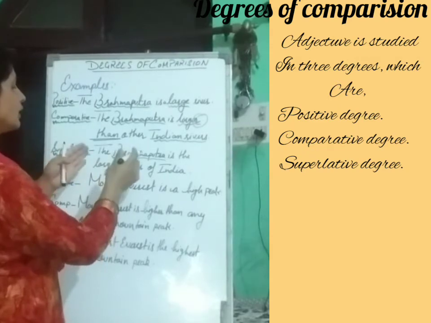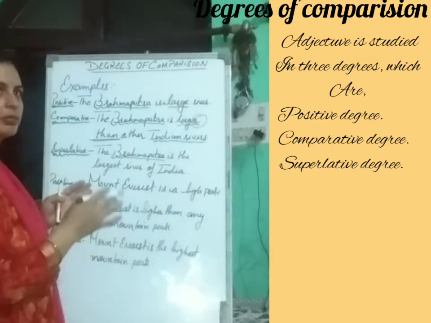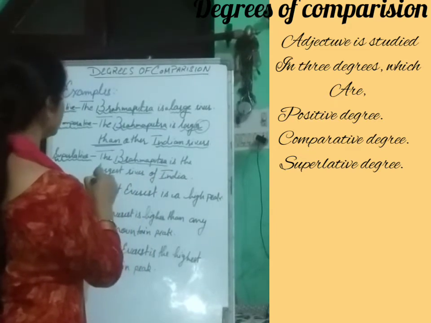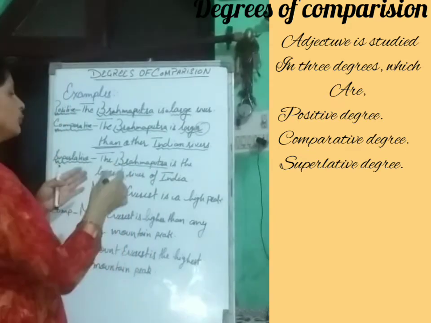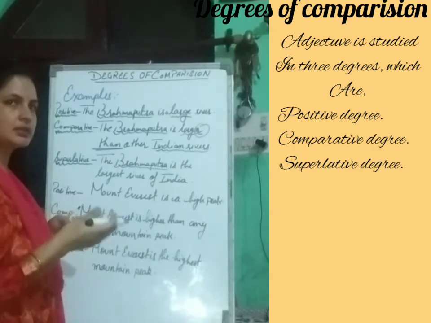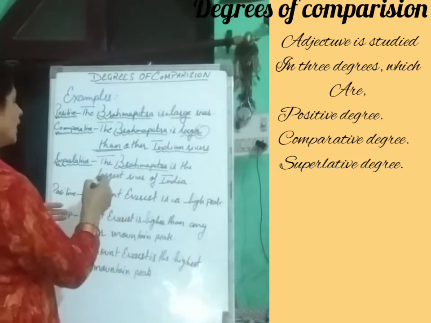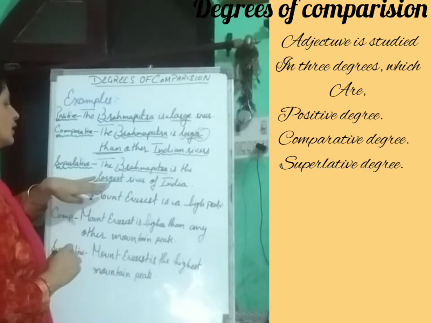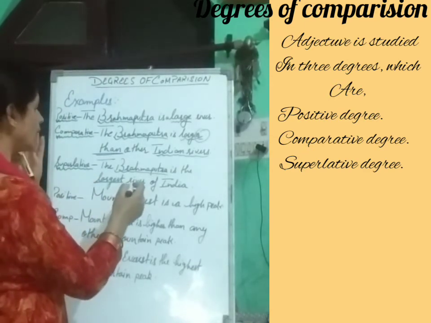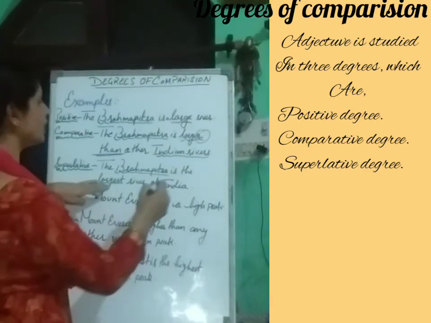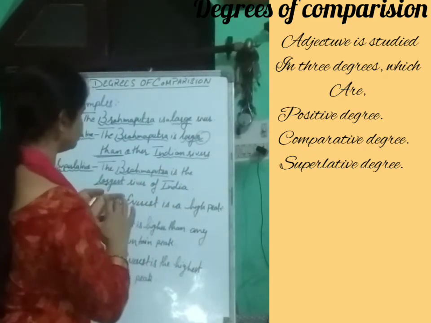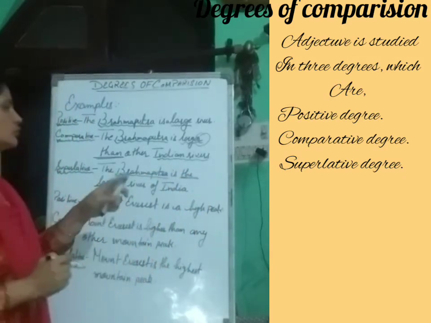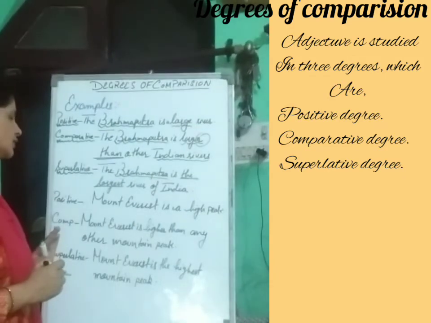Okay, so that's why finally we conclude that Brahmaputra is the largest river of India. Now Brahmaputra is uncomparable, and so that's why we have used here this adjective, that is largest. And what is compulsory here, children? This is the. The is very compulsory. You have to use this the before superlative degree.